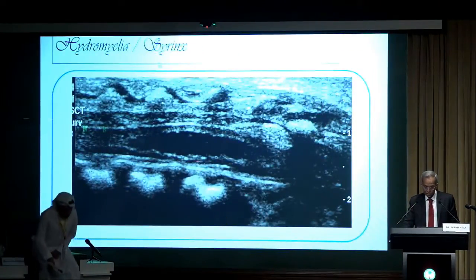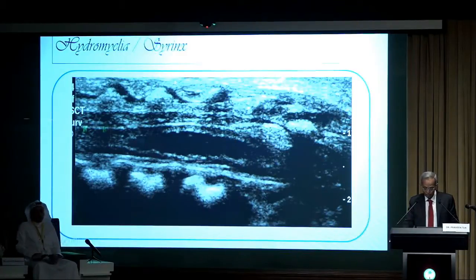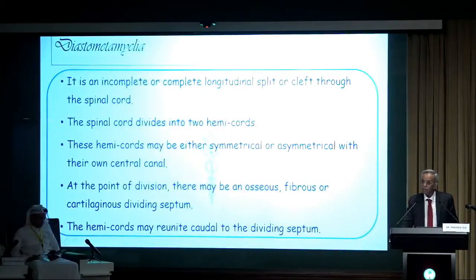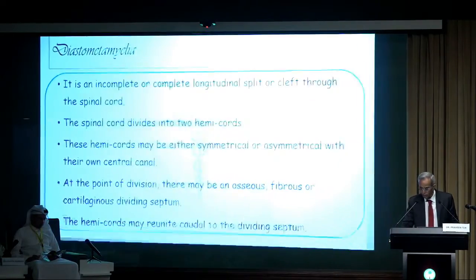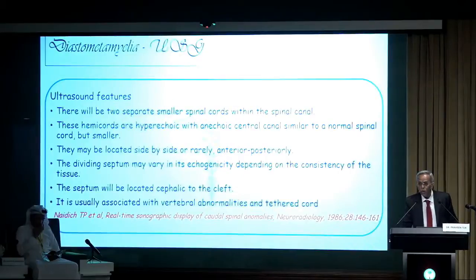Whereas here you can see a typical hydromyelia as well as the syrinx, where you can see that the hypoechoic area is stretched out, the canal is widened and the cortex is thinned out. So this is a typical appearance of this one. And we have the diastematomyelia, which is nothing but the splitting of the cord. Basically, it could be because of a cartilage, an osseous content or a fibrous tissue, which can divide the cord into two halves, which could be symmetrical or asymmetrical, and at the same time they can be side by side or anterior and posterior.